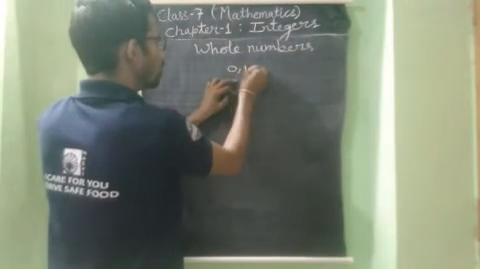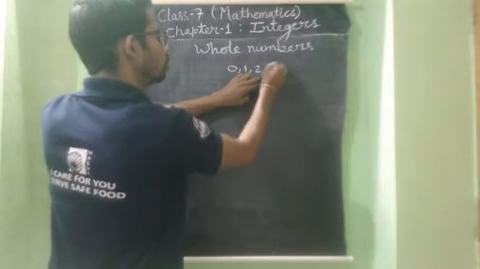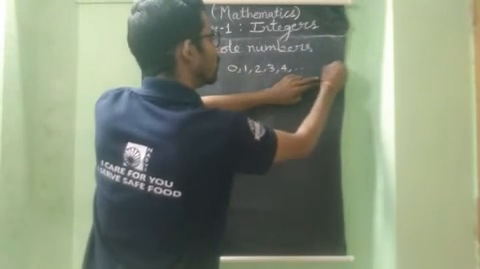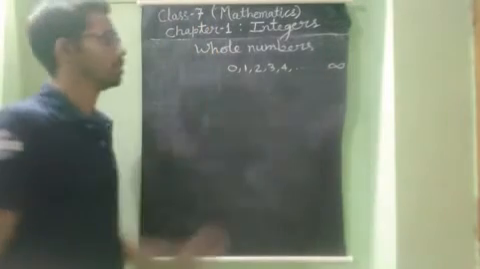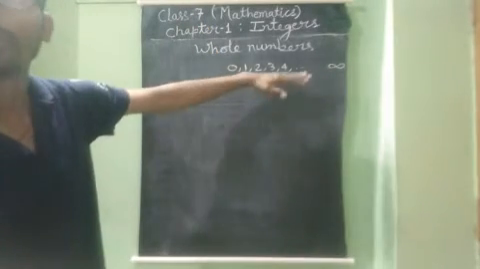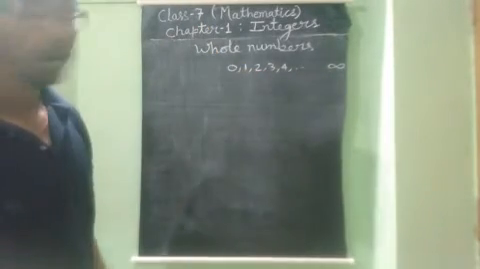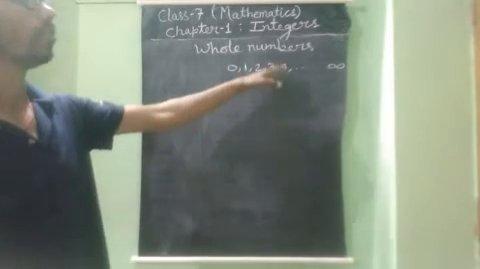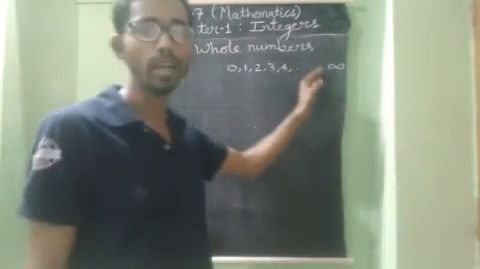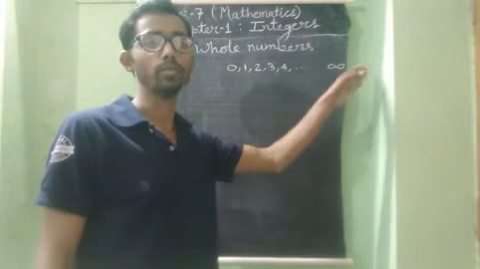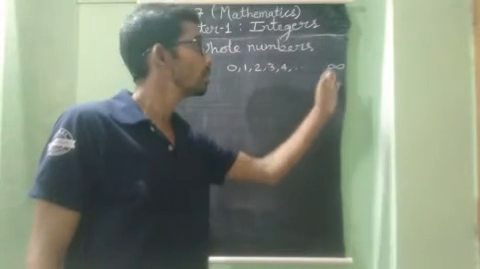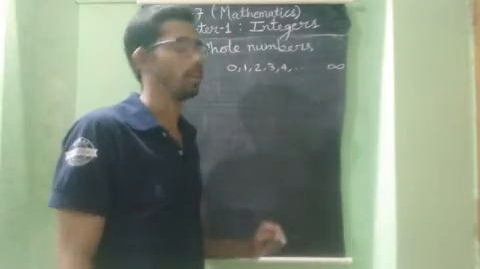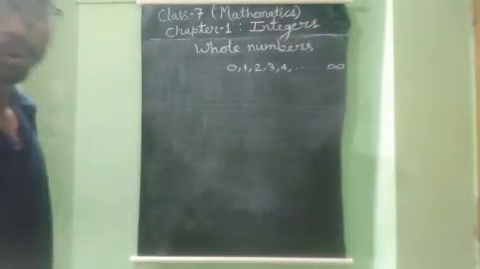Zero, 1, 2, 3, 4, and so on, infinite. These all numbers are called whole numbers. 0, 1, 2, 3, 4, 5, 6, 7, 8, 9, 10, 11, 12, 13, 14, 15, and so on up to infinite. Infinite means plus infinite. These all numbers are whole numbers.